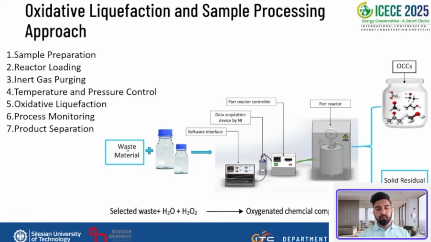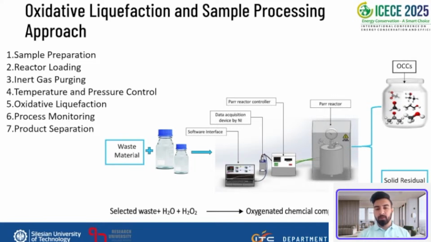So we are selecting the waste material that is mixed with hydrogen peroxide and water, as mentioned here in the equation also. And this sample goes to the PAR reactor, that is a high pressure and high temperature reactor that has a capacity of almost 350 bars of pressure, and it can also reach almost 400 degrees centigrade.